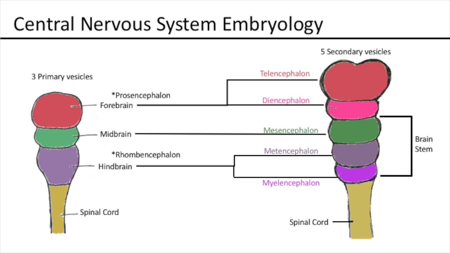rhombencephalon. The prosencephalon or forebrain will then split into 2 more swellings, with the topmost one being called the telencephalon and the one just below it being the diencephalon. The midbrain remains as one swelling that then goes on to be called the mesencephalon. This is also shown in the image as being green. The rhombencephalon or the hindbrain will also split into 2 more swellings, with the more top one being the metencephalon and the lower one being the myelencephalon. These are drawn in purple. Then we also see that the spinal cord is in both images in yellow.